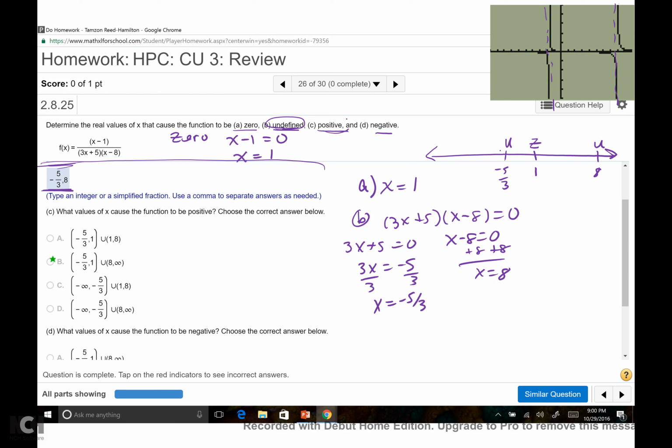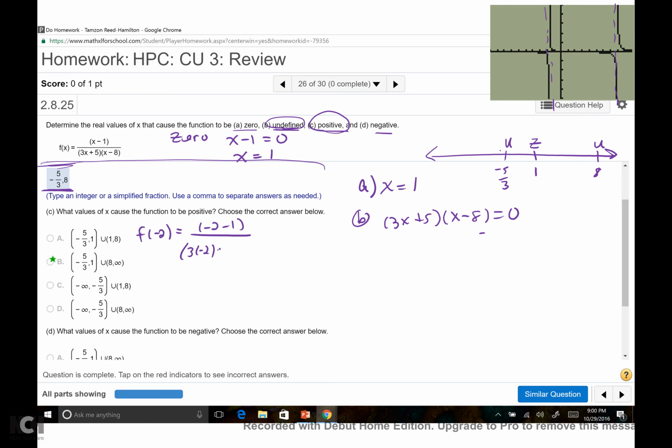Then it wants to know when it is positive. What you would do is test. If I test something below -5/3, let's do -2. So f of -2, I'd have -2 minus 1 over 3 times -2 plus 5 times -2 minus 8. The top is going to be a negative. -6 plus 5 is a negative. That's a negative. So you have a negative divided by a positive, which is negative. So this section is negative, which I can tell from the graph.